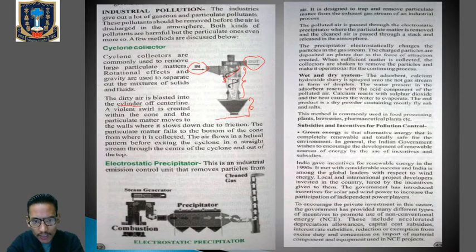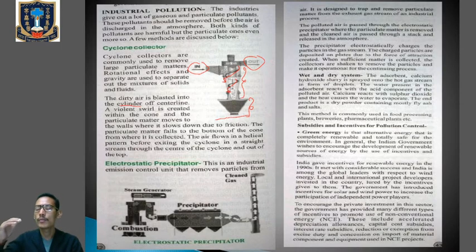So within the cone or within the cylinder, the air will move with higher velocity, and since the air will move with higher velocity, the particulate matter which are present in the air will also move through the wall of the cylinder. Listen very carefully. The particulate matter which are of higher size will also move through the wall of the cylinder of the cyclone collector.